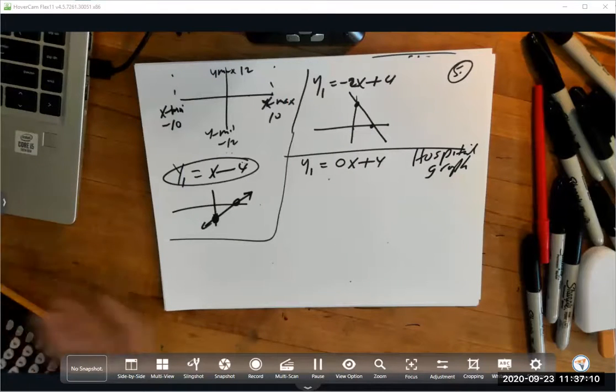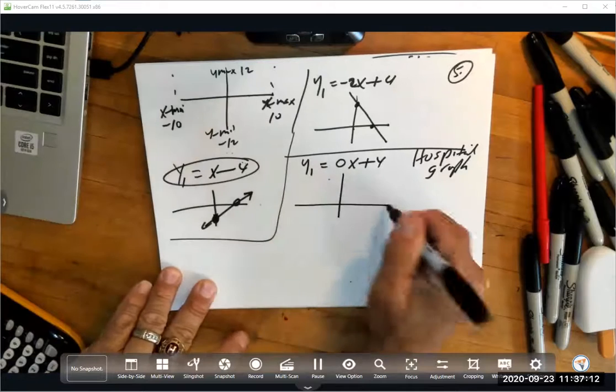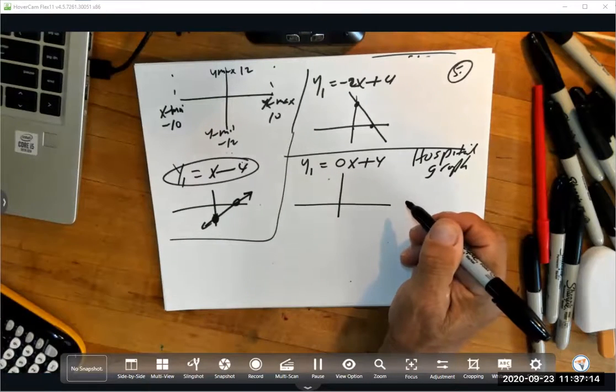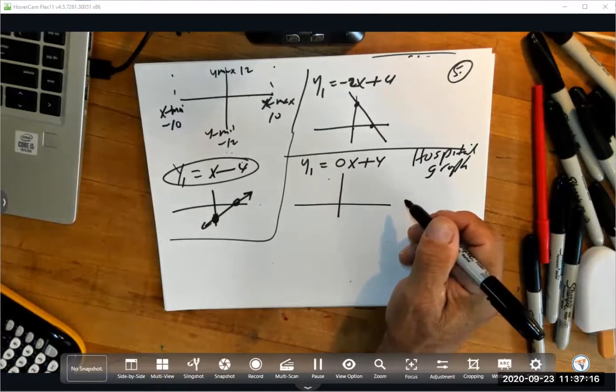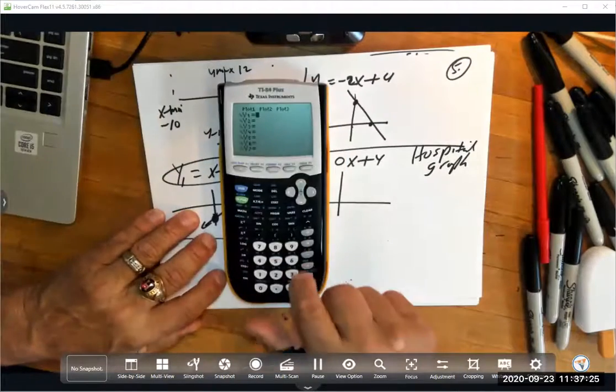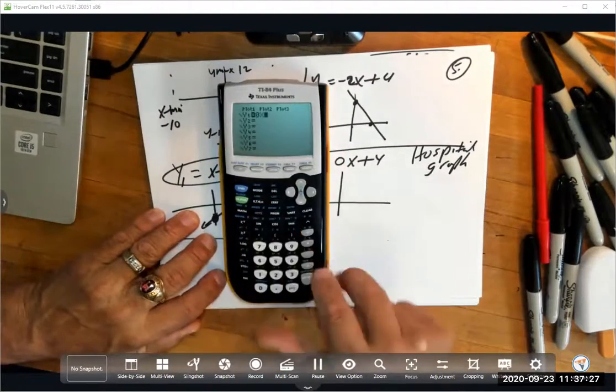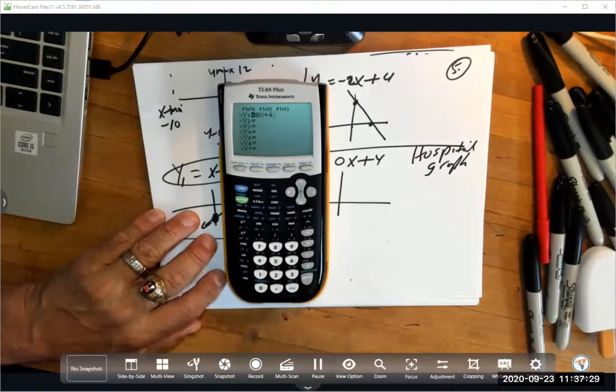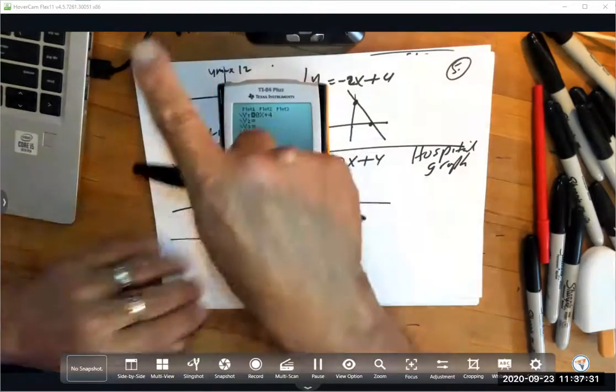Okay. What'd you get? Curved line? What? Not a straight line. Straight line? No way. Just a straight line, you said? Here, let me do it in my calculator. 0x plus 4.